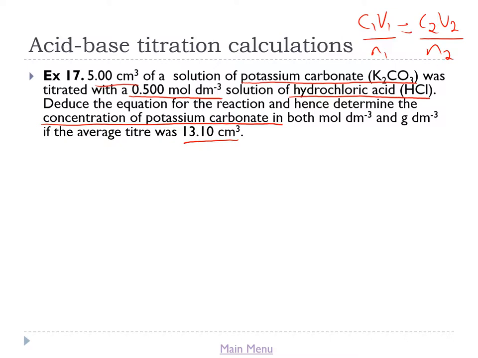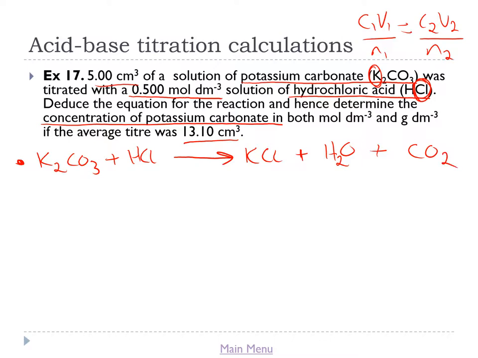So let's start with the equation. Now, the reaction of carbonates with acids is one of the ones you need to know from GCSE, and we'll look at it in more detail later in the A-level course as well. But if we start with our reactants, K2CO3 plus HCl makes, you should know that a carbonate and acid makes a salt. In this case, the salt will be KCl, that is the metal from our base and the anion from our acid. So KCl plus water, H2O, plus carbon dioxide.